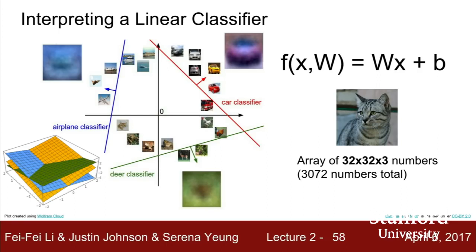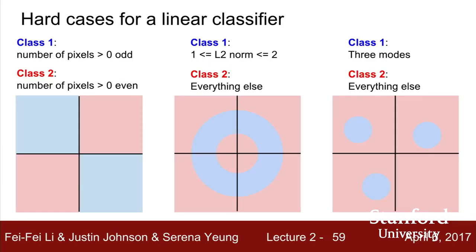But when you think about linear classification from this high-dimensional vector point of view, you can start to see what some of the problems with linear classification might be. It's not too hard to construct examples of data sets where a linear classifier will totally fail. Suppose we have a data set of 2 categories, blue and red. These are somewhat artificial, but the blue category is where the number of pixels in the image greater than 0 is odd, and anything where the number of pixels greater than 0 is even, we want to classify as the red category.